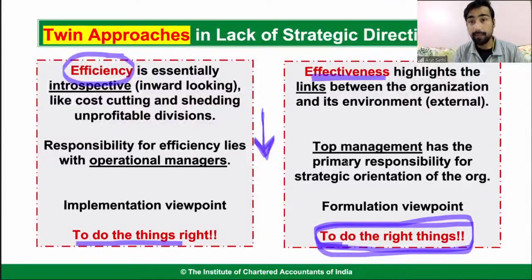I'm asking, आप कह रहे हो turn around कर लो, withdraw कर लो. You're telling me to do a retrenchment strategy. You're telling me to do a withdraw or a turnaround strategy. That is to do the things right. What is to do the right things? Identification. ये कैसे होती है?